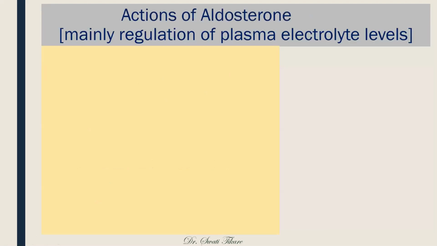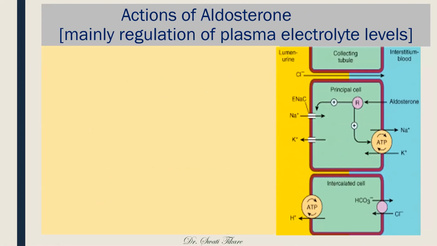Coming to the actions of aldosterone, what are the physiological actions? Mainly it acts on the regulation of plasma electrolyte levels. Its major action is on the electrolytes. So naturally, it is the kidney, especially the DCT and collecting tubule, the distal convoluted tubule and the collecting duct. Two types of cells present there, as you know already, are the principal cells and the intercalated cells.